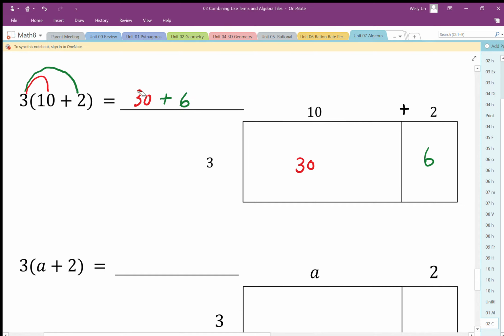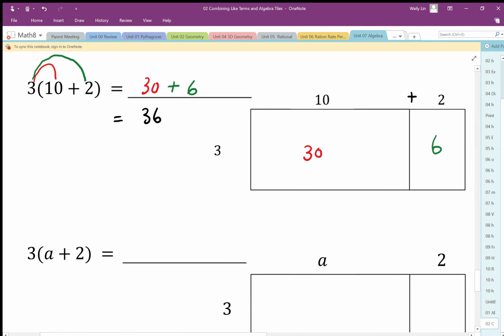I can see that I get these two areas of 30 plus 6, and I know that the area is conserved, and my answer must be the same as what I got before, which was 36. So 3 times 12 is 36. 3 times 10 plus 3 times 2 is also equal to 36. And we can distribute that length here because that length is shared here and here. And we show that with this distribution here and here.